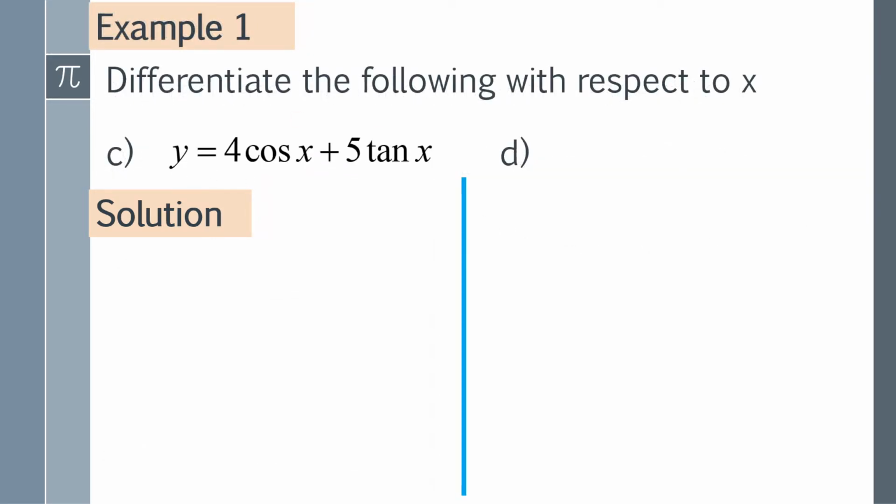Example 1C. Differentiate the following with respect to x. y equals 4 cos x plus 5 tangent x. Then D, y equals 6 cos x minus 3 over x minus e to the power of 2.